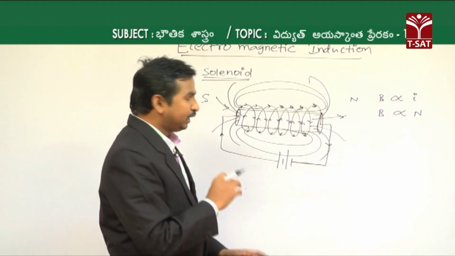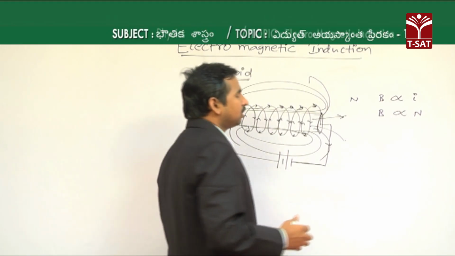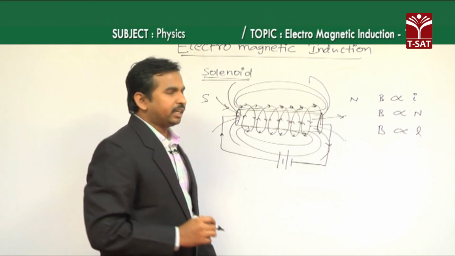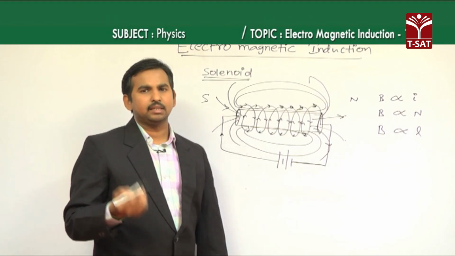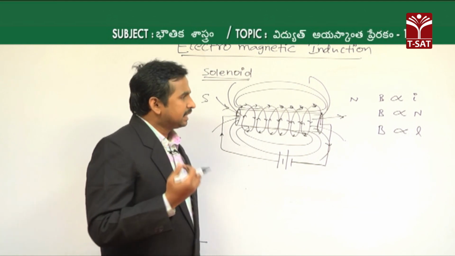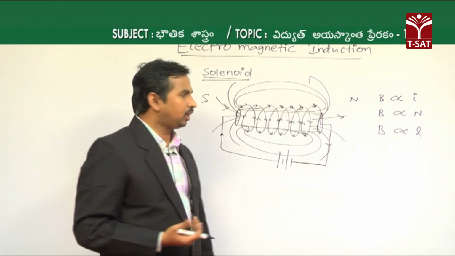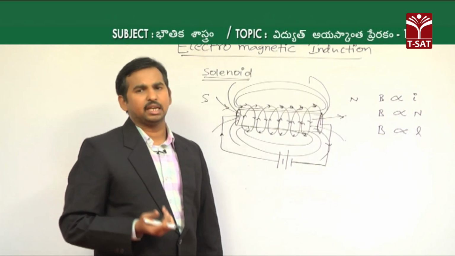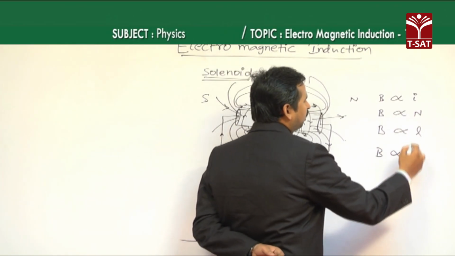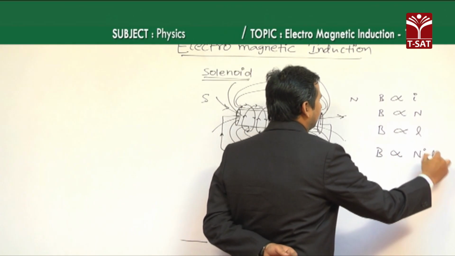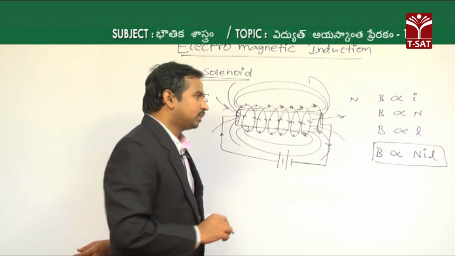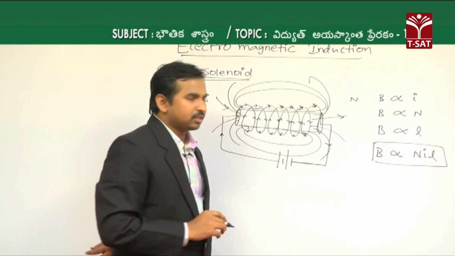And not only that, if you increase the length of the solenoid, that also increases the magnetic field. So, the magnetic field strength in the case of a solenoid can be increased in three different ways: first, by increasing the strength of the current; second, by increasing the number of turns; and third, by increasing the length of the solenoid. This means the magnetic field strength is directly proportional to N, I and L, where N represents the number of turns, I represents the current in the wire, and L represents the length of the solenoid.